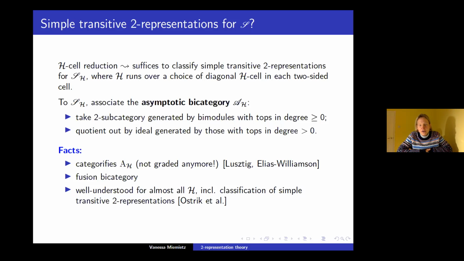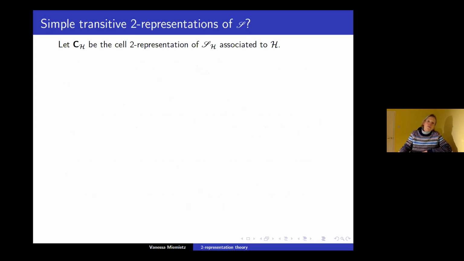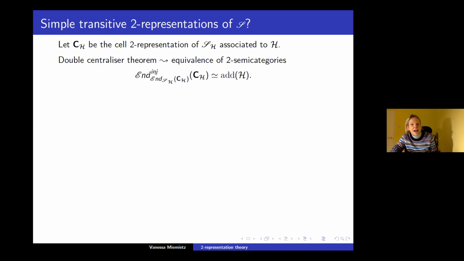And by understood, I also mean that there is a classification of simple transitive 2-representations of those. So those are much better understood by categories. Okay, so now we go back to our S_H and we take the cell 2-representation associated to that. Then we can throw our double centralizer theorem at that, and we get this funny equivalence of 2-semi-categories. In particular, we have our a_H, which is the crucial thing that we care about.